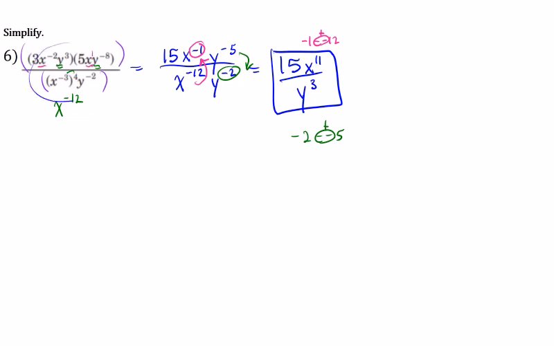So we started with a bunch of x's and y's. Now we only have one x, one y. We started out with multiple exponents, right, for x and y. Now we just have one exponent for each.